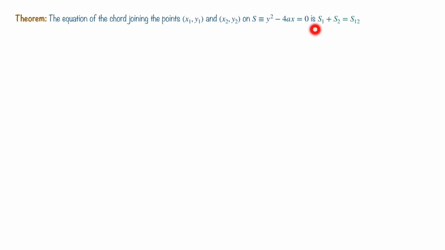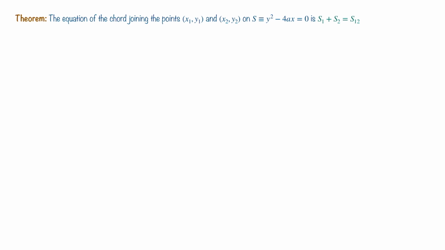is S1 plus S2 equal to S12. This theorem we are going to prove for only the standard equation of the parabola, but the theorem is true for the general equation of the parabola. Here S equal to 0 could be representing the general equation of the parabola. Also, this S1 plus S2 equal to S12 is a line equation, not just a line segment.